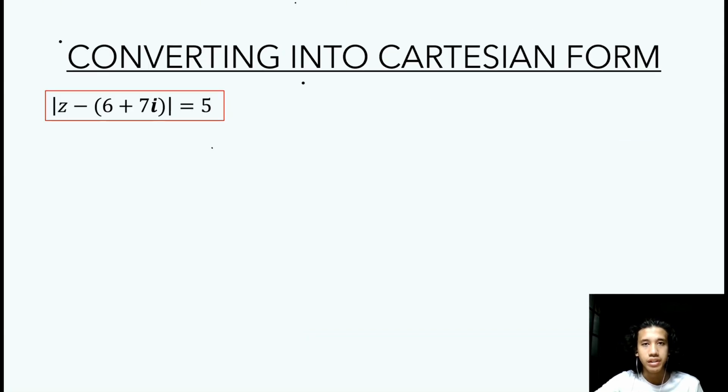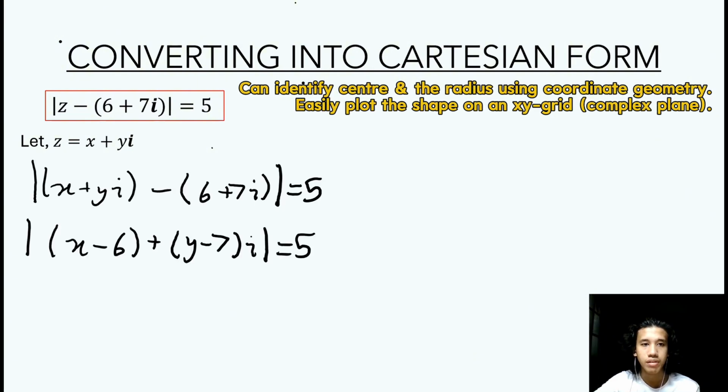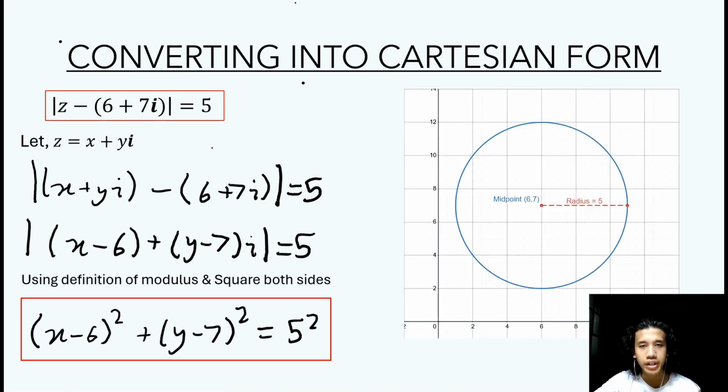And then, to find the Cartesian form, we will first let z equal x plus yi. We substitute into the equation and we combine like terms. Then we open up the modulus to get this equation. This equation shows that the midpoint is (6, 7) and has a radius of 5.